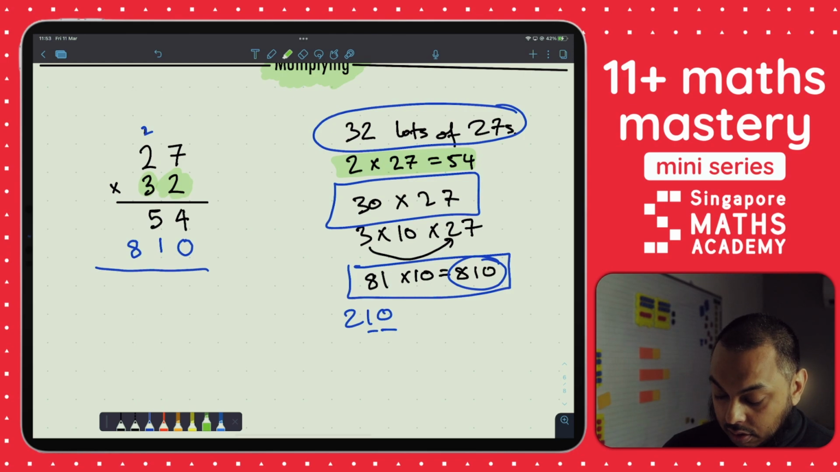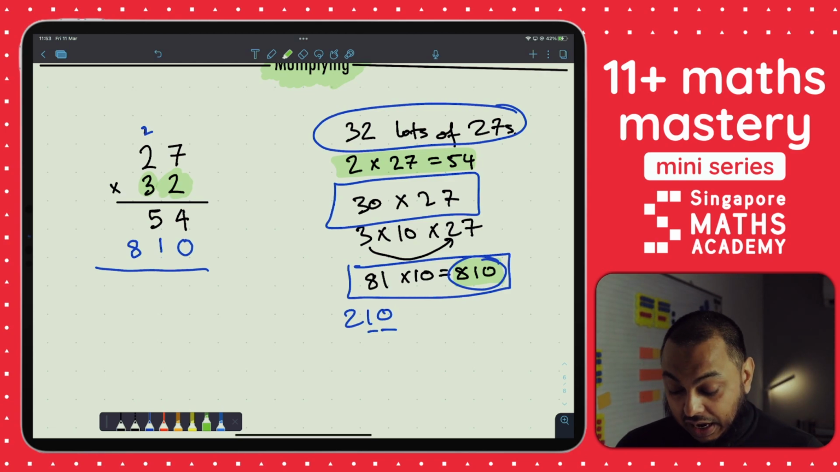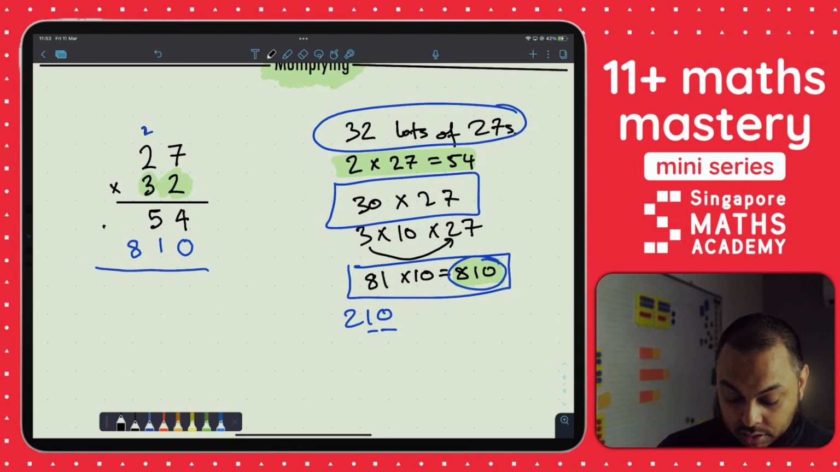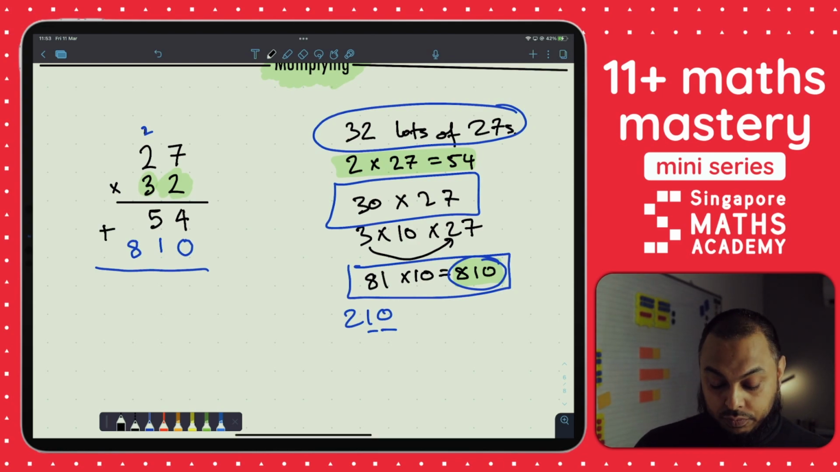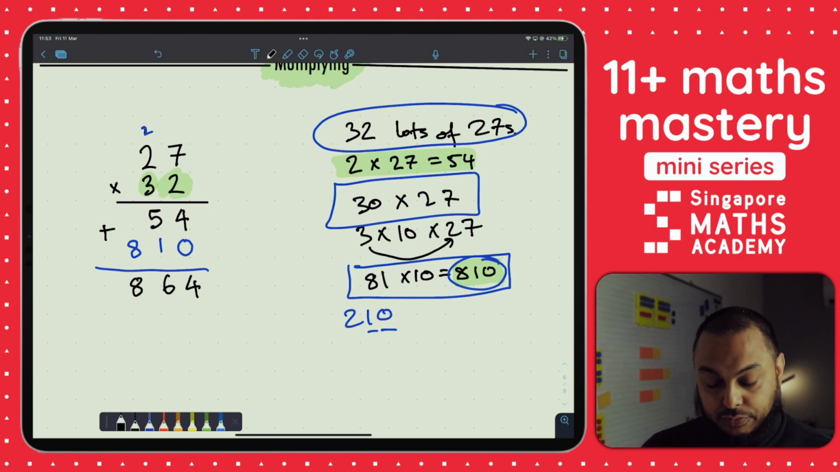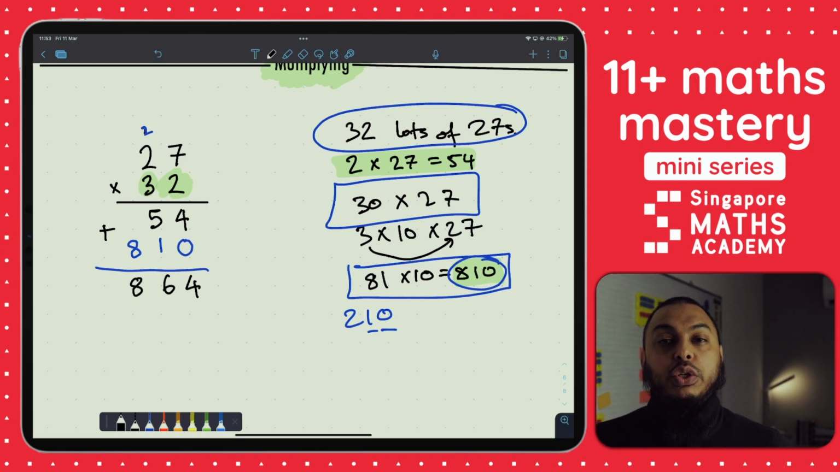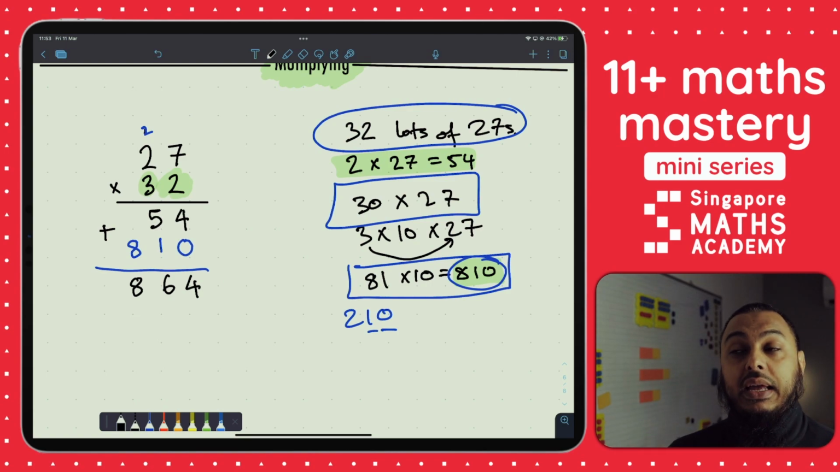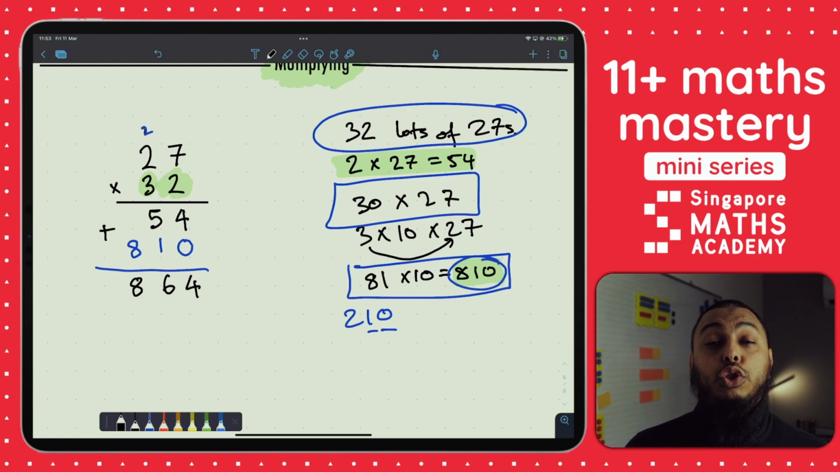And 30 lots of 27s is 810. So that must mean 32 lots of 27 must be 810 add 54, which gives us 864. So what we're doing here is we're multiplying a number by a 2-digit number.